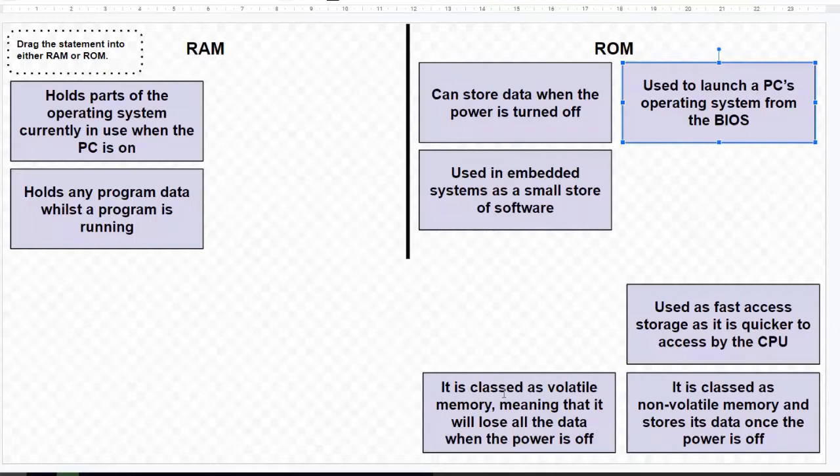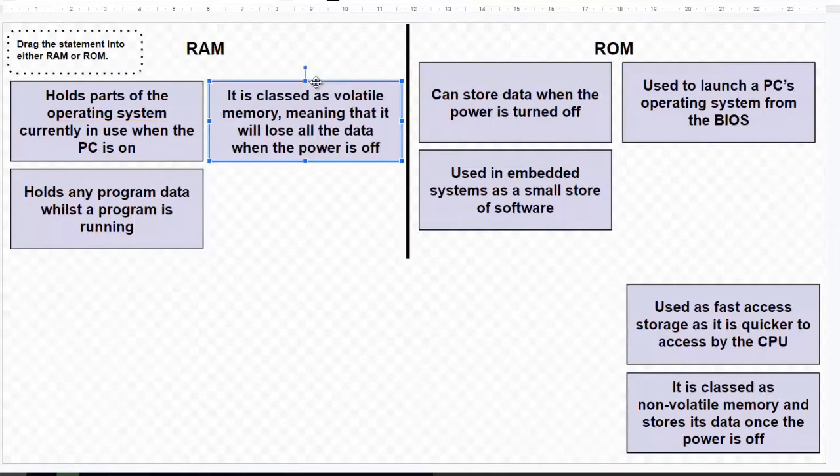The next one is classed as volatile memory, meaning it loses all the data when the power's off. Well, this one is RAM. When you turn the power off to a device, whatever's in the RAM is lost. Used as fast access storage as it's quicker to access by the CPU. So referring back to our previous activity, it is quicker to access the RAM than the hard disk.